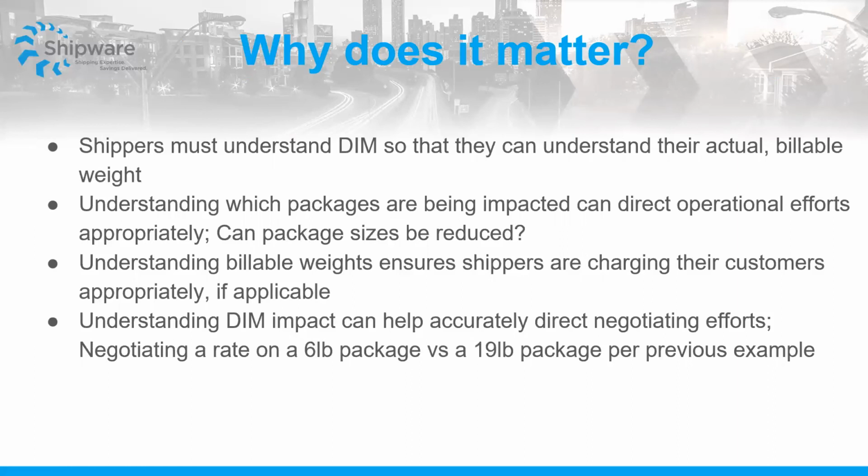So if you're manifesting a package at 6 pounds and you're passing that cost along to your shipper, not capturing the package dimensions and understanding that it's actually costing you the 19-pound rate, you're probably not passing along an applicable cost. And then understanding dim impact can help accurately direct negotiating efforts. If all of your packages weigh 6 pounds, but they're all being billed at a 19-pound rate, your negotiating efforts need to be focused on the cost of the 19-pound package, not the 6-pound package.